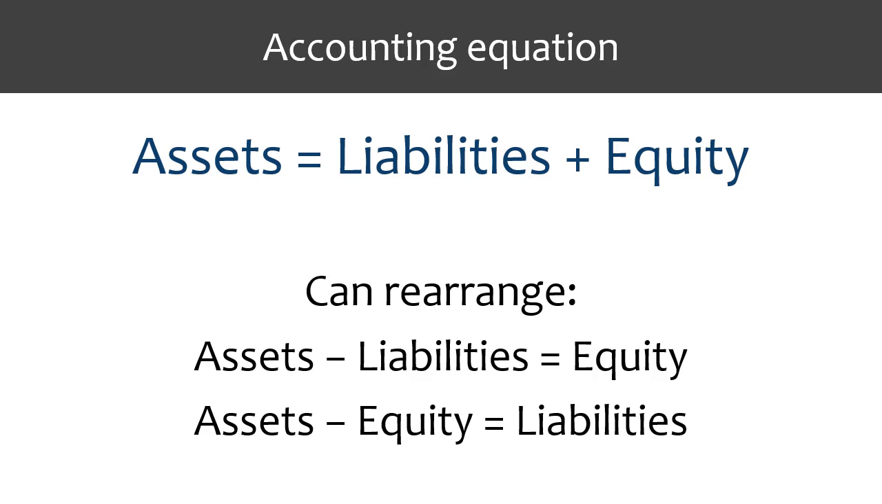The accounting equation for a business is assets equal liabilities plus equity. We can rearrange that equation a few different ways, including the following. Assets minus liabilities equal equity, or assets minus equity equals liabilities. If you know two of the terms, you can solve for the third.